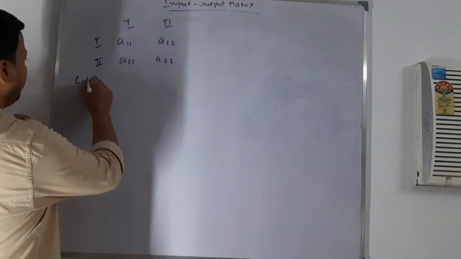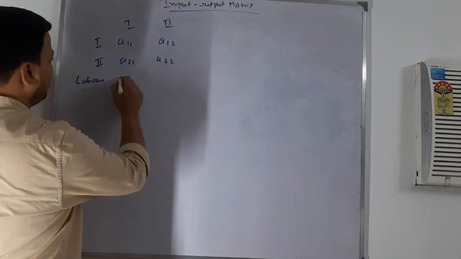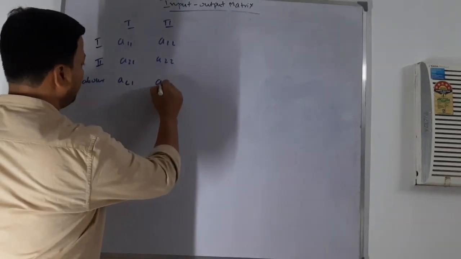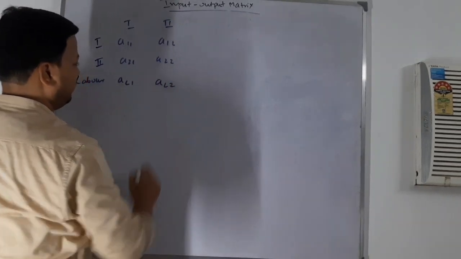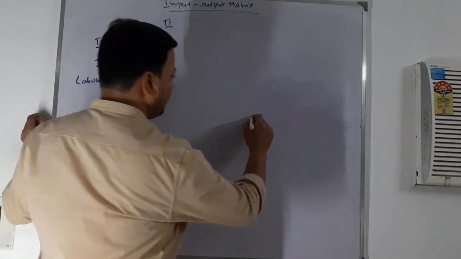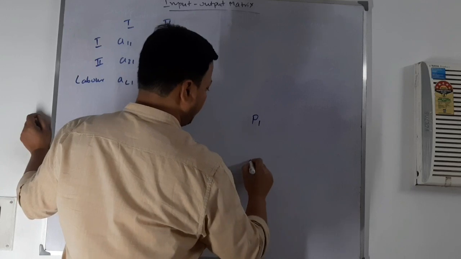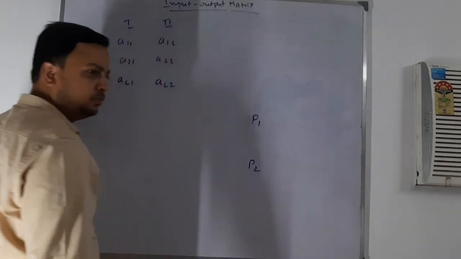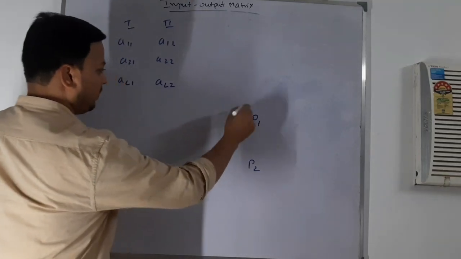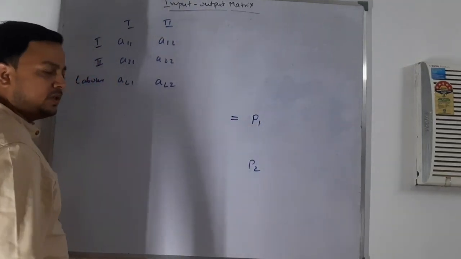One factor of production I am adding here is labor. This is the unit requirement of labor by industry 1, and this is the unit requirement of labor by industry 2. I want to determine the price of industry 1, P1, and the price of industry 2, P2. So let's determine that. At first, let me determine the price of industry 1.